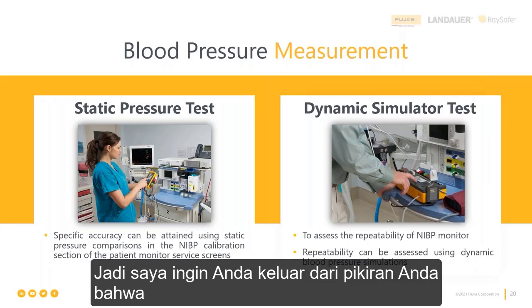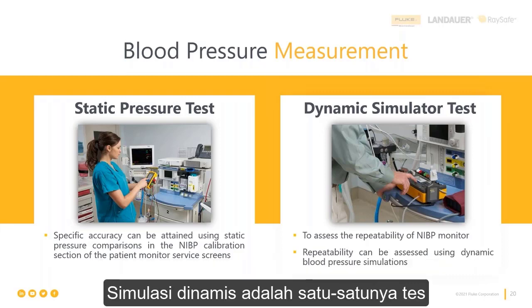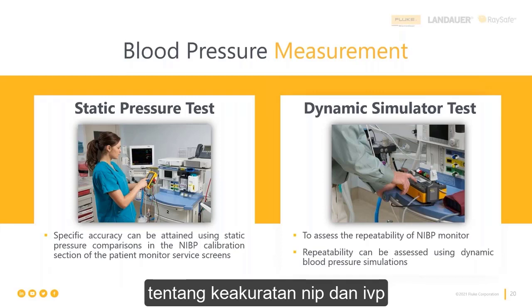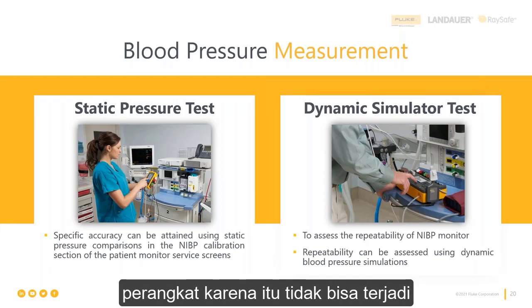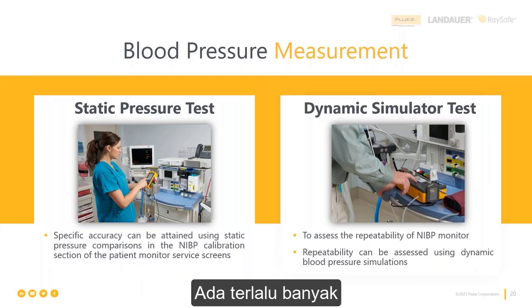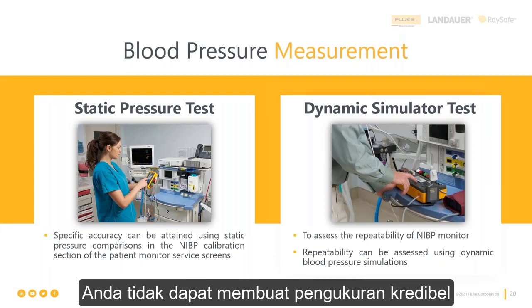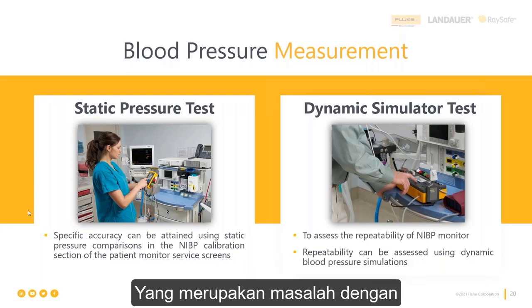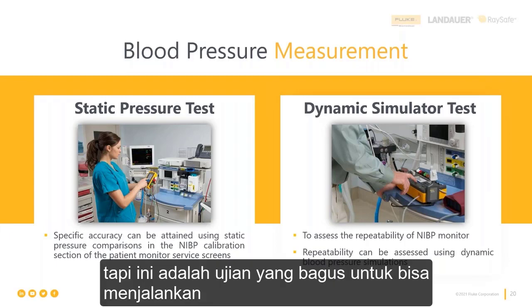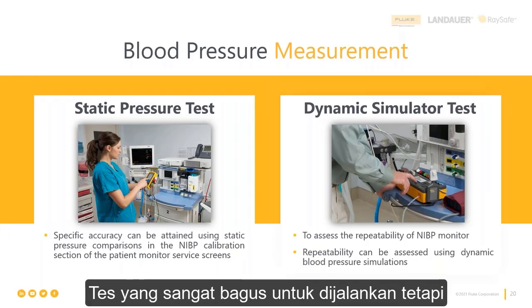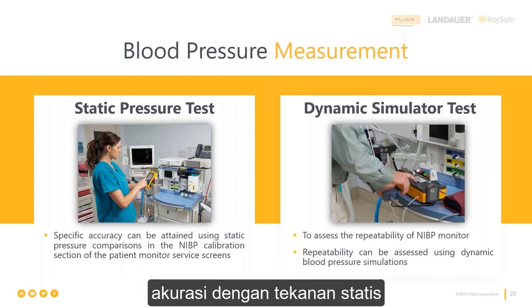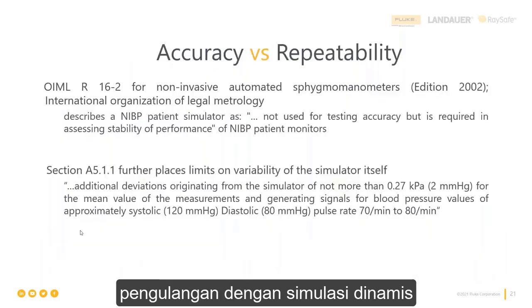So I want you to get out of your mind that dynamic simulation is the only test you need to do to get objective evidence about the accuracy of an NIBP device, because it just cannot happen. There's too many things that are changing all at the same time, and you can't make a credible, traceable measurement if you can't control all the variables, which is the problem with dynamic simulation. But it's a very good test to be able to run, but it's about repeatability. So now we have the two: accuracy with static pressure, repeatability with dynamic simulation.